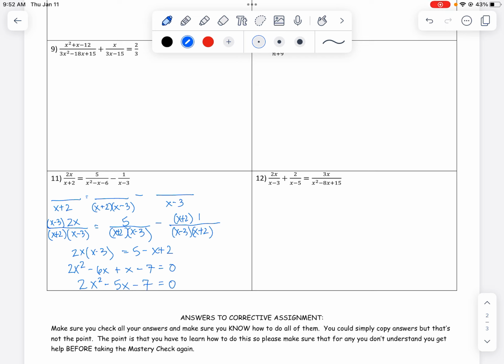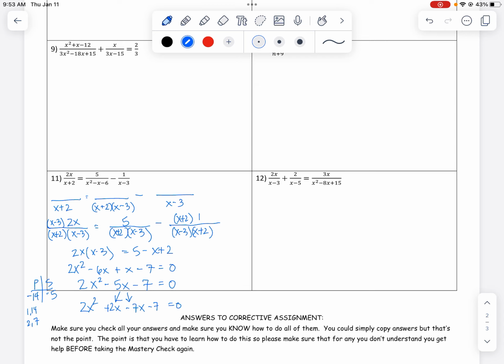I'm looking for two numbers now that will multiply to 2 times -7. Their product will be -14, and their sum will be -5. Let's see if I can do this. Two numbers that multiply to 14, well, that's 1 and 14 and 2 and 7. I think I can get those to be -7x and +2x. And then I bring down -7, and I bring down the 2x squared and set those equal.